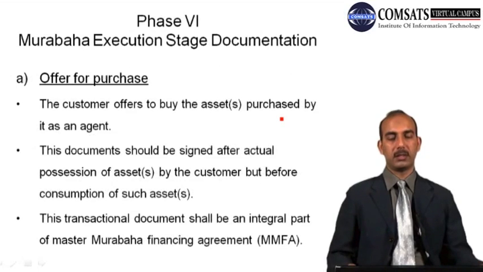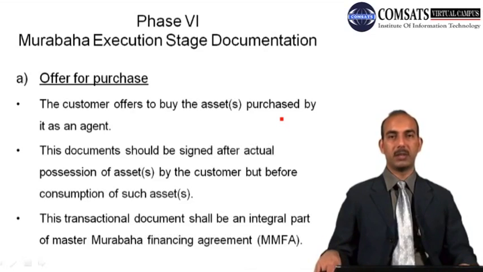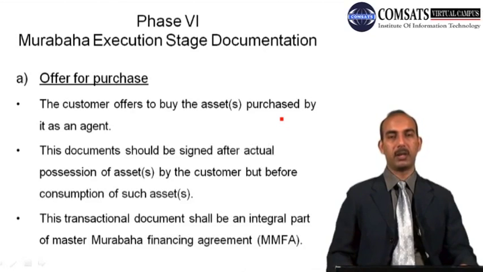And at this stage, the documentation required is the offer for the purchase. The customer offers to purchase the asset that has already been purchased by the client as an agent. So the document should be signed after actual possession of the asset by the customer, but before consumption of such asset. So the customer already has the physical possession of that asset, but is not allowed to use that asset before the Murabaha contract takes place. And this transactional document shall be an integral part of the master Murabaha financing agreement.